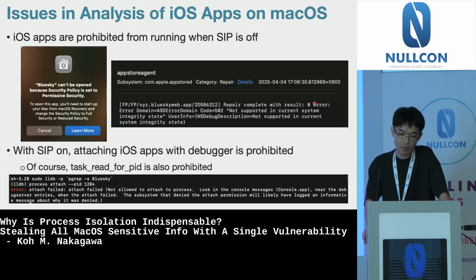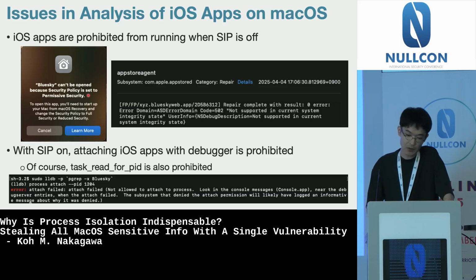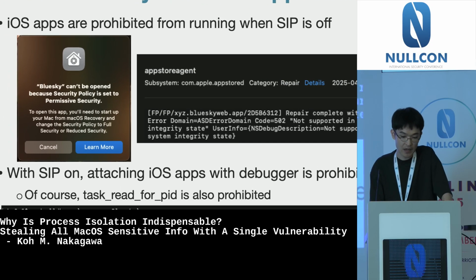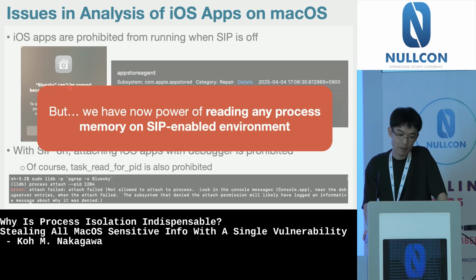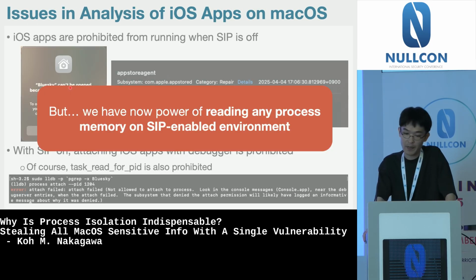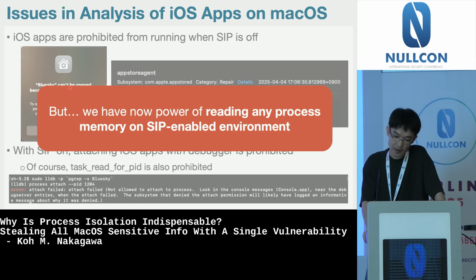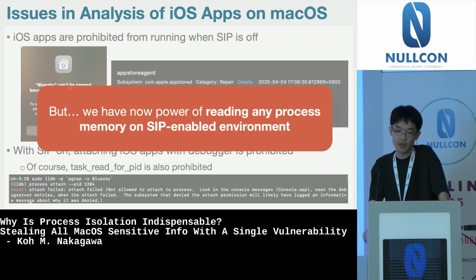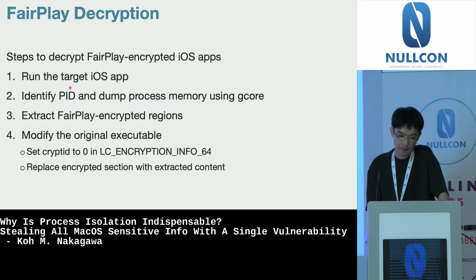And if SIP is disabled, we cannot run iOS apps on Apple Silicon Macs at all. If you try, you'll get a pop-up saying the app cannot run. So the straightforward approach doesn't work. But now with the vulnerability, we can read any process memory on the SIP-enabled Mac. That means we can decrypt FairPlay-encrypted iOS apps directly on macOS.